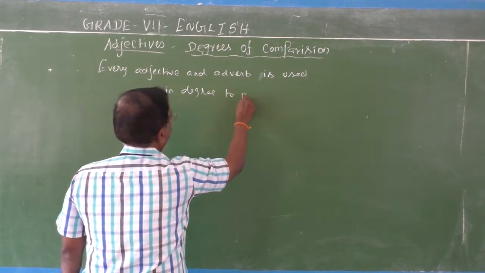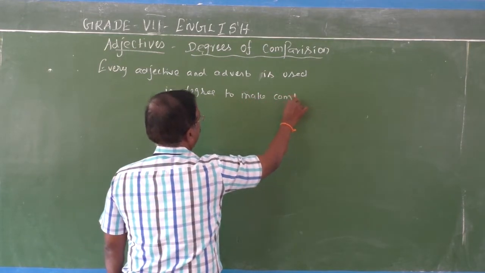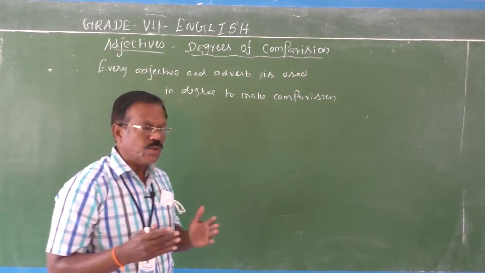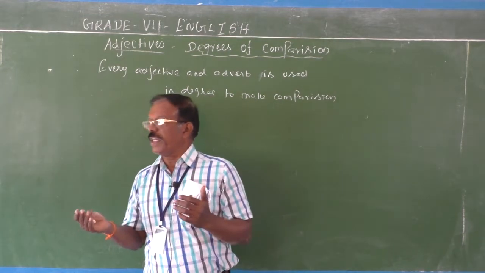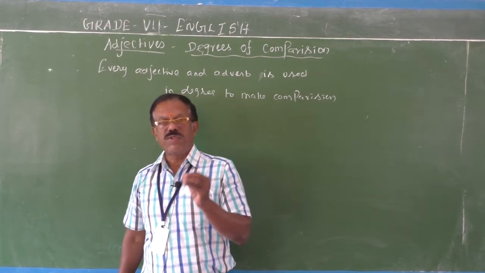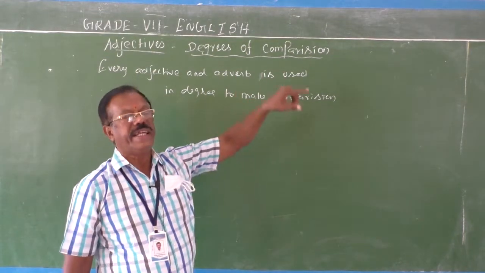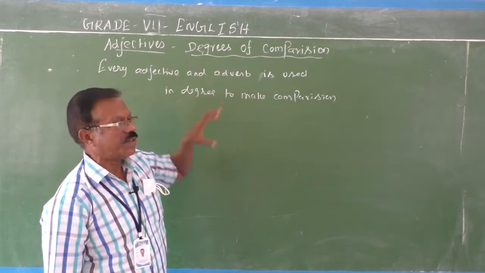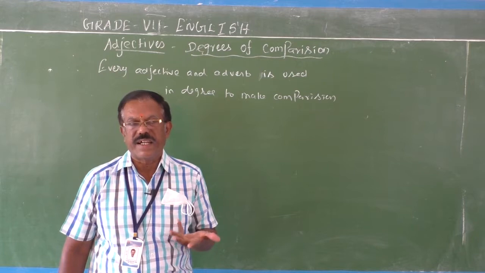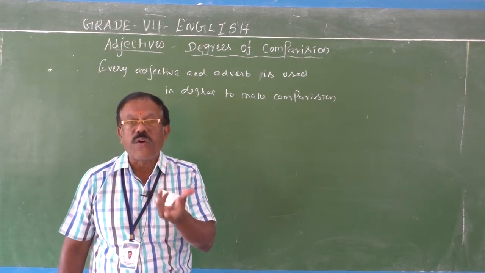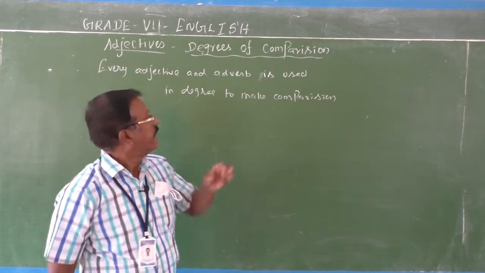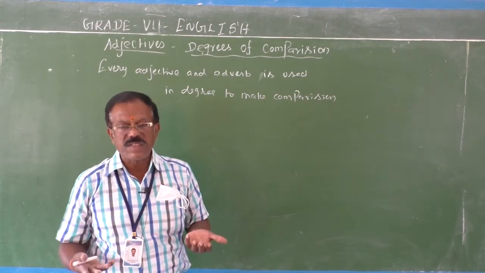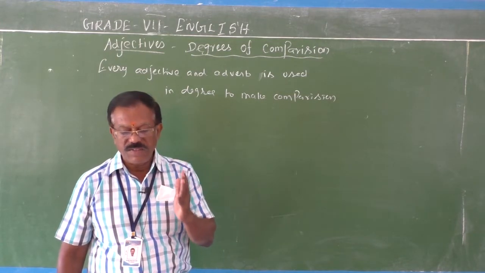to make comparison. If you want to compare any two objects, or any two qualities, there you have to use adjectives in different degrees. So adjectives take different degrees. In the same way, adverbs also take different degrees. Degrees represent the form. They take different forms. Adjectives take different forms, adverbs also take different forms. These forms are nothing but degrees. So we have three degrees.